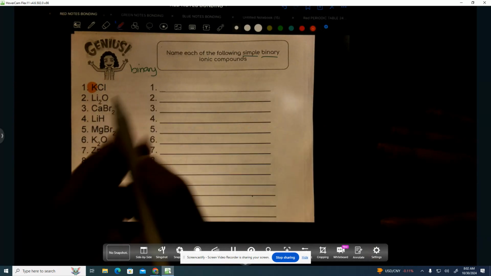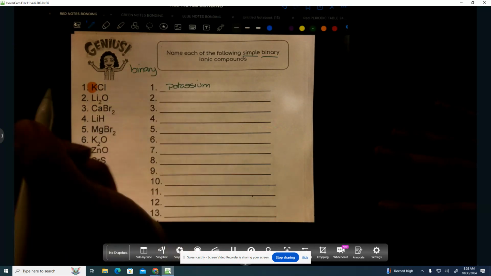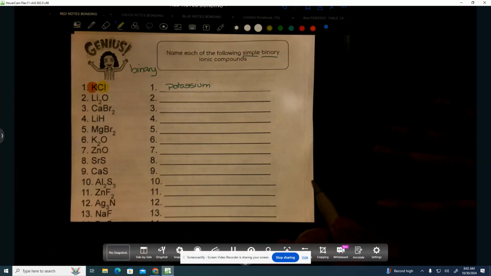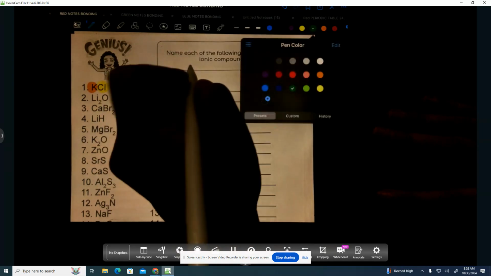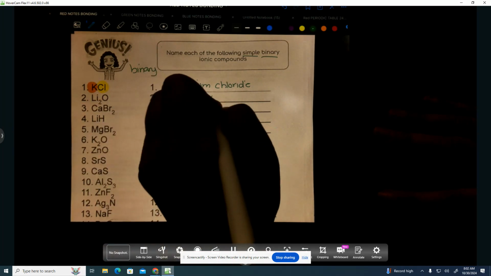When we do a binary compound, the first part, the cation, which I had you highlight, and this is going to be the K, keeps his name. So he is potassium. And the anion, which I'll make yellow, gets its name changed to end in IDE. So this is potassium chloride. Lithium oxide.